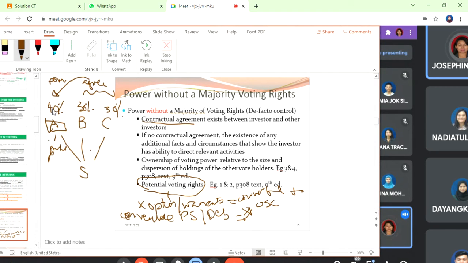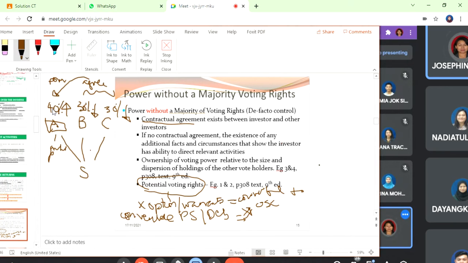So let's say investor S holds convertible preference share capital and exercises their right to convert it into shares. It will increase the percentage of ordinary share capital held by S, and it will reduce the percentage of shares held by the other investors. That will result in S becoming the parent with control.